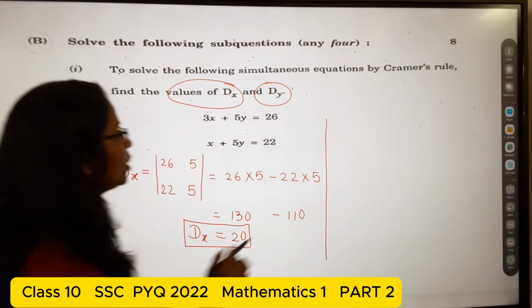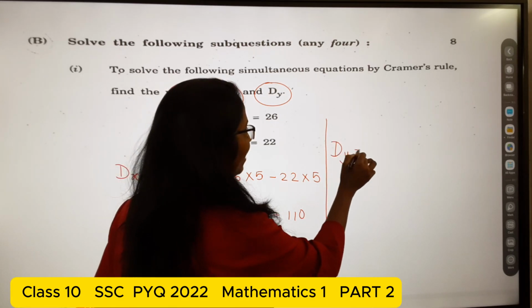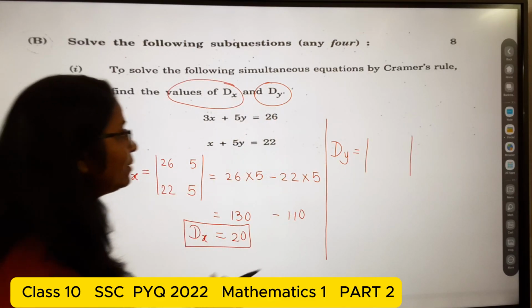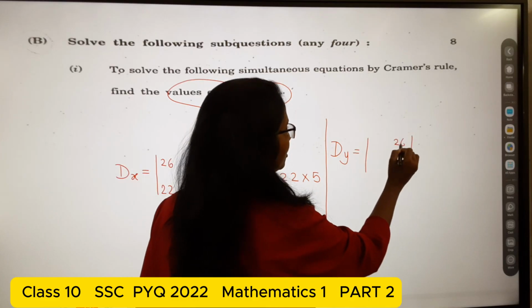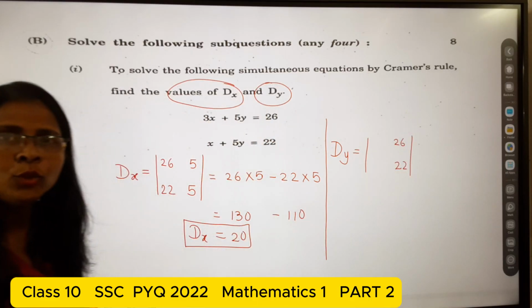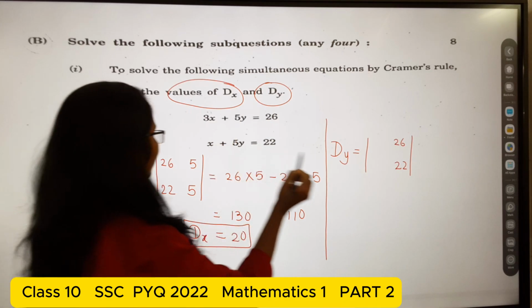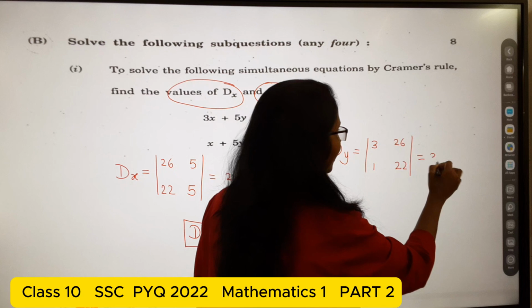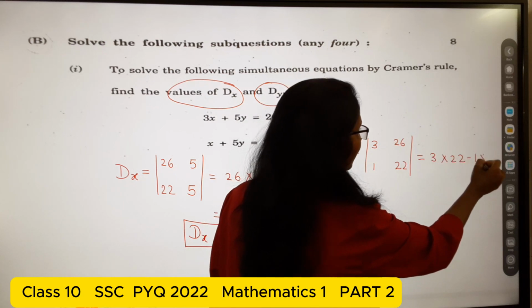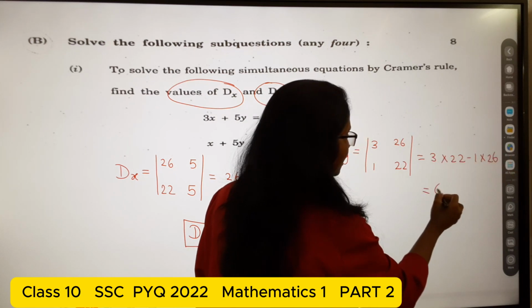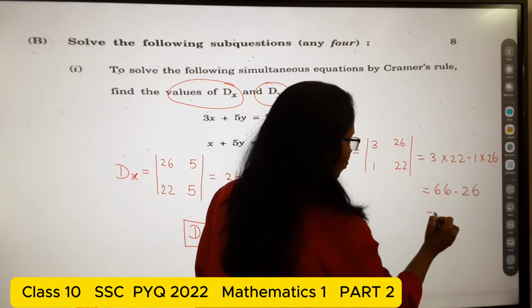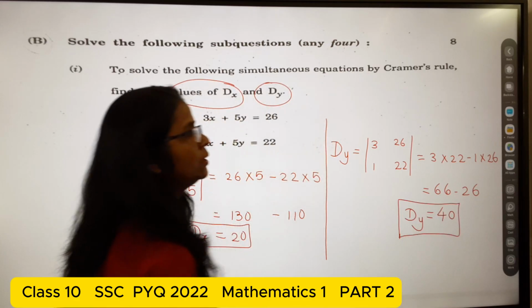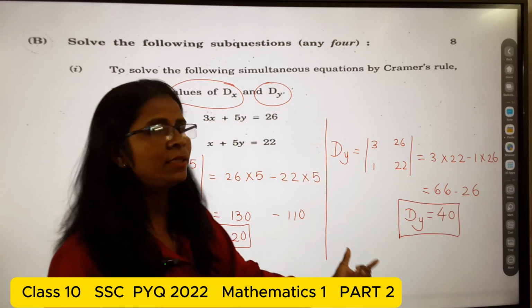Now next, D of y. D of y determinant sign, that means hide the y and write down there the constants 26, 22. Then here 3 and 1. Then here students, 3 multiply 22 minus 1 multiply 26. So here 66 minus 26, so here 40. So D of y is equal to 40. So D of x is equal to 20 and D of y is equal to 40.